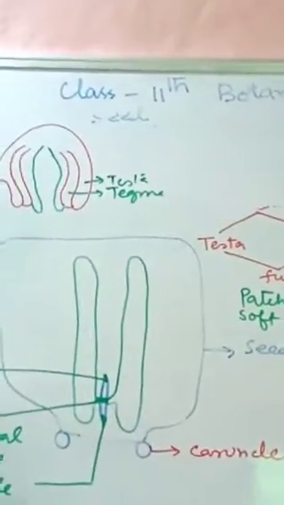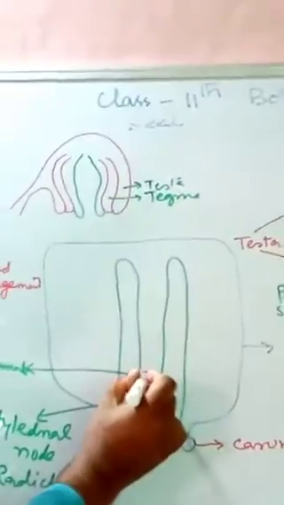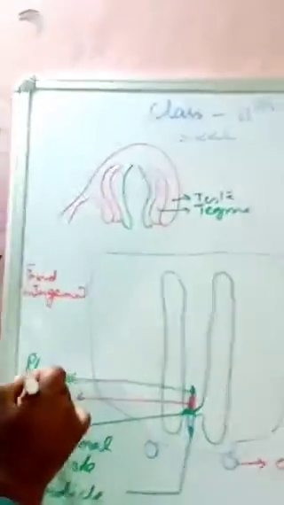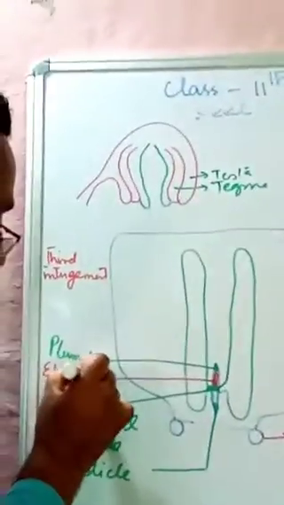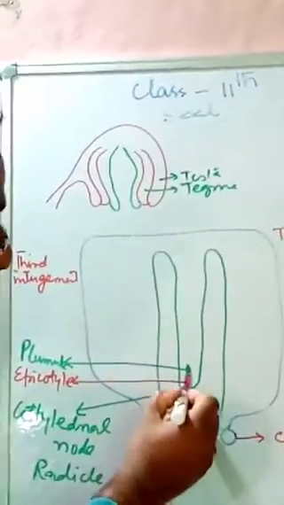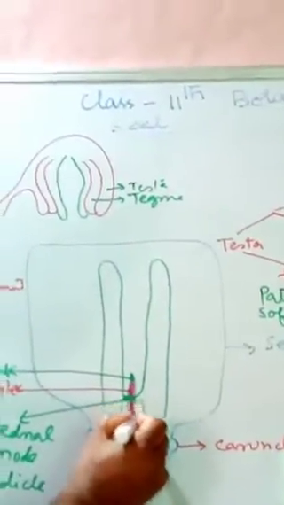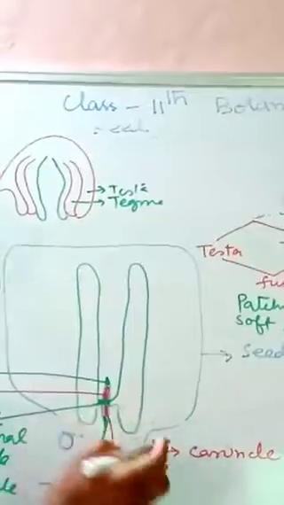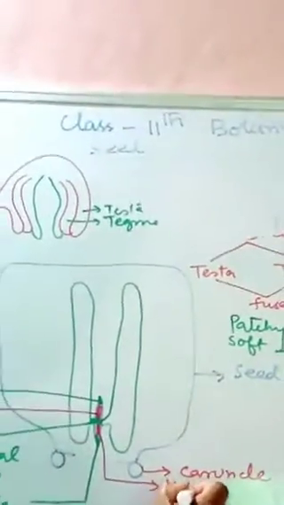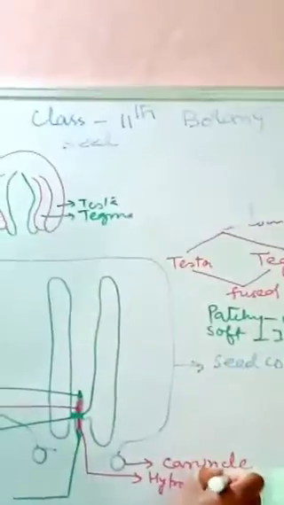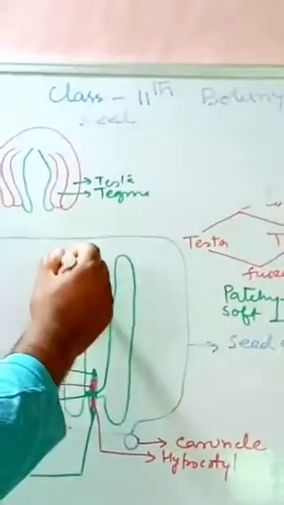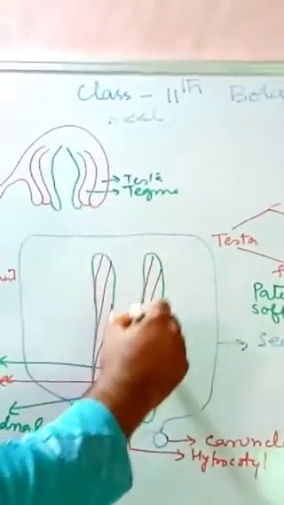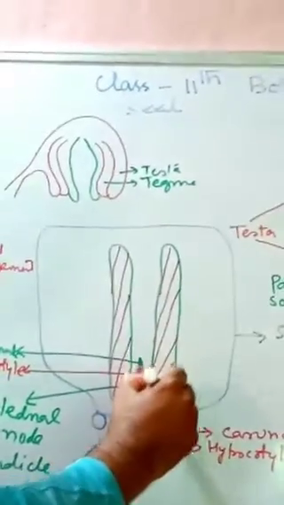In between the cotyledonary node and the plumule, there is a structure we have already studied, the epicotyl. And in between the cotyledonary node and the radicle, there is another structure called the hypocotyl. Now these two flat portions are the cotyledons.